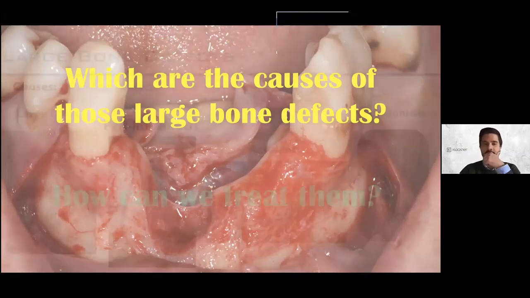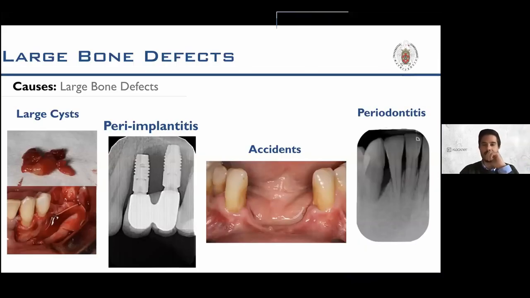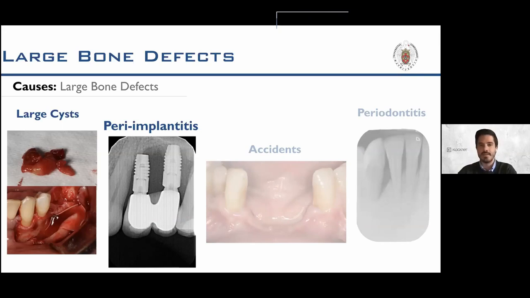First of all, answering the first question, I pulled together four different situations that are causes of these large defects. Large cysts, and periimplantitis, which is quite common nowadays. Remember, almost 50% of patients have periimplant mucositis, 22% of patients have periimplantitis. Other causes could be accidents, which are not that frequent in our daily clinic. The defects that periimplantitis can create after its destruction can be larger. So I will quote two main causes, the large cysts and also periimplantitis.